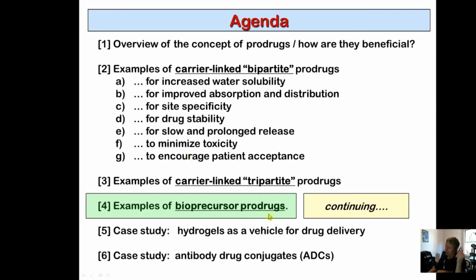Okay, so now let's get back into bioprecursor prodrugs and other mechanisms like oxidation and reduction. That was a pretty cool example of how protonation activates omeprazole as a proton pump inhibitor, and how it binds to cysteine.